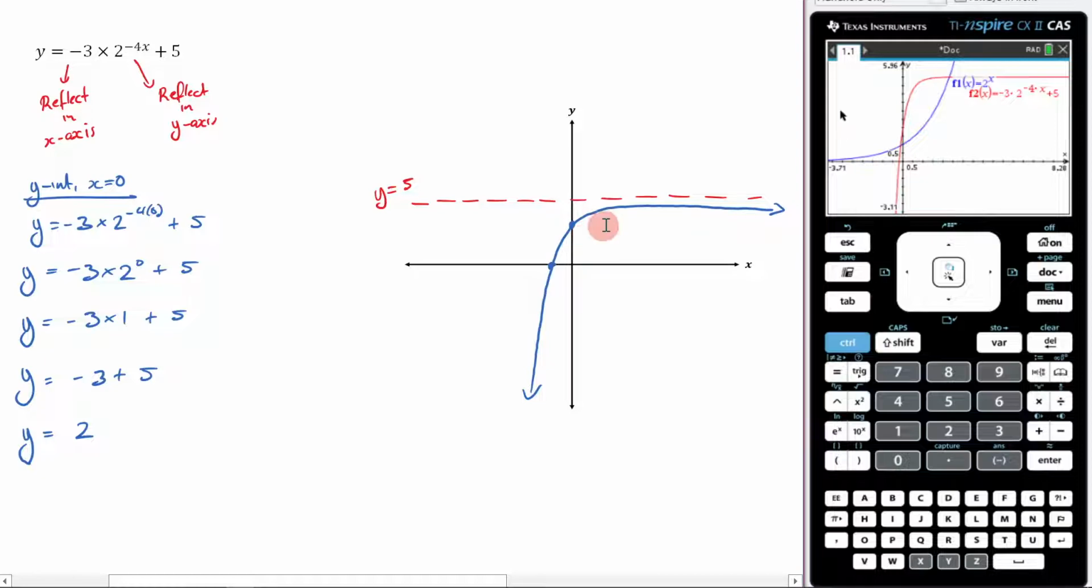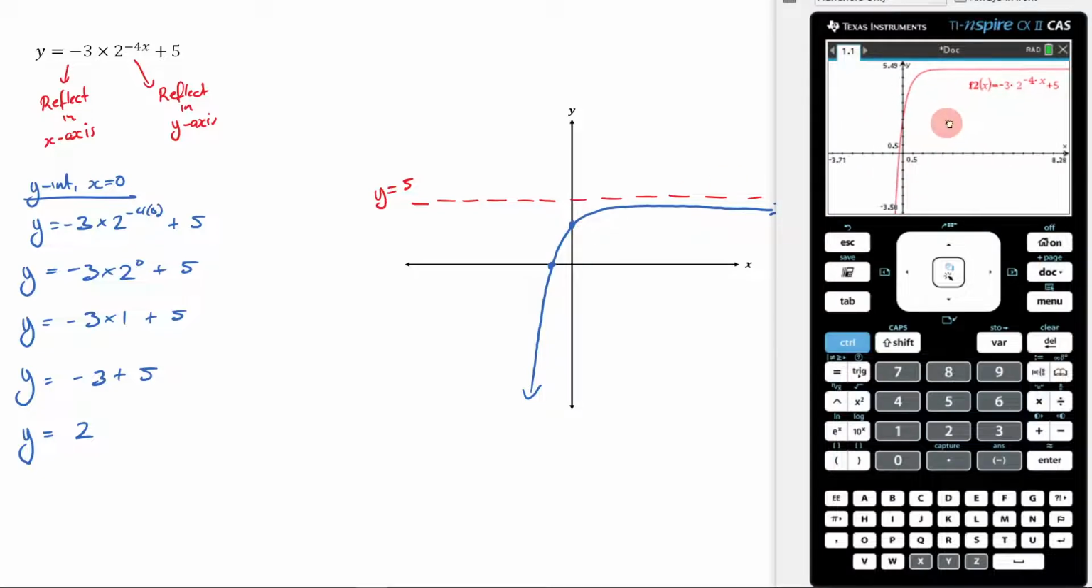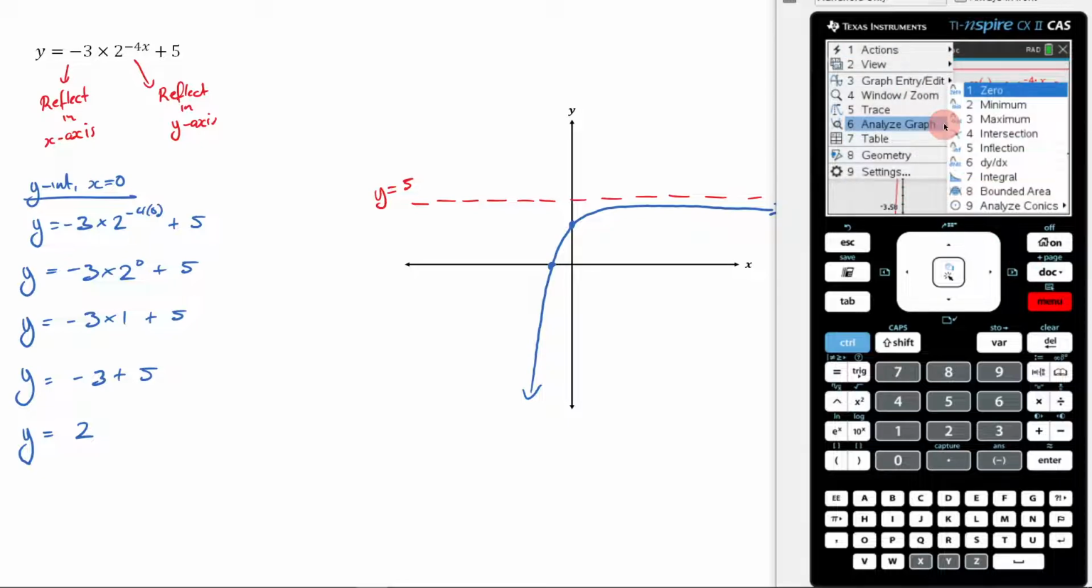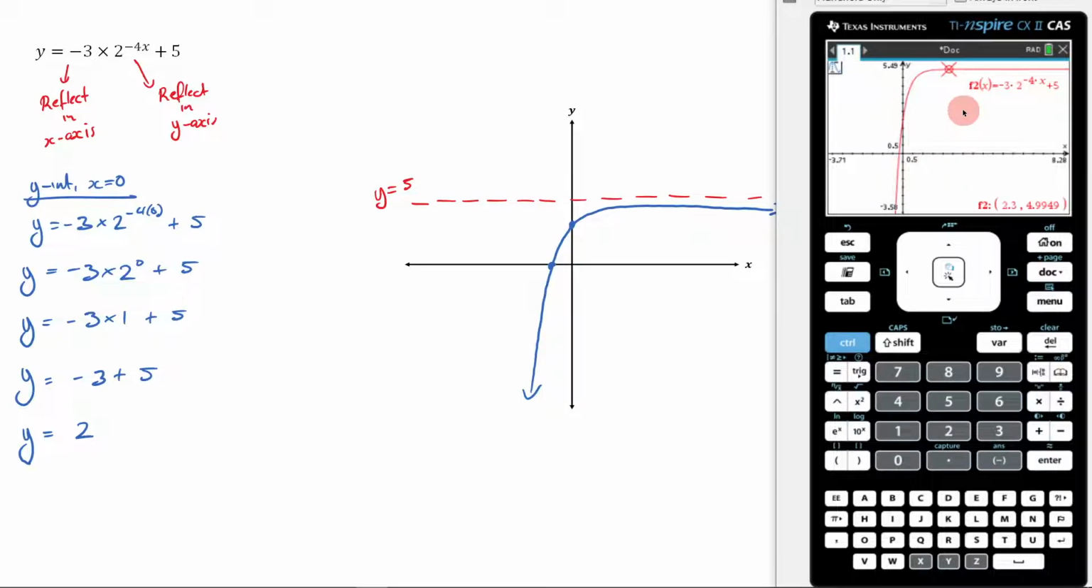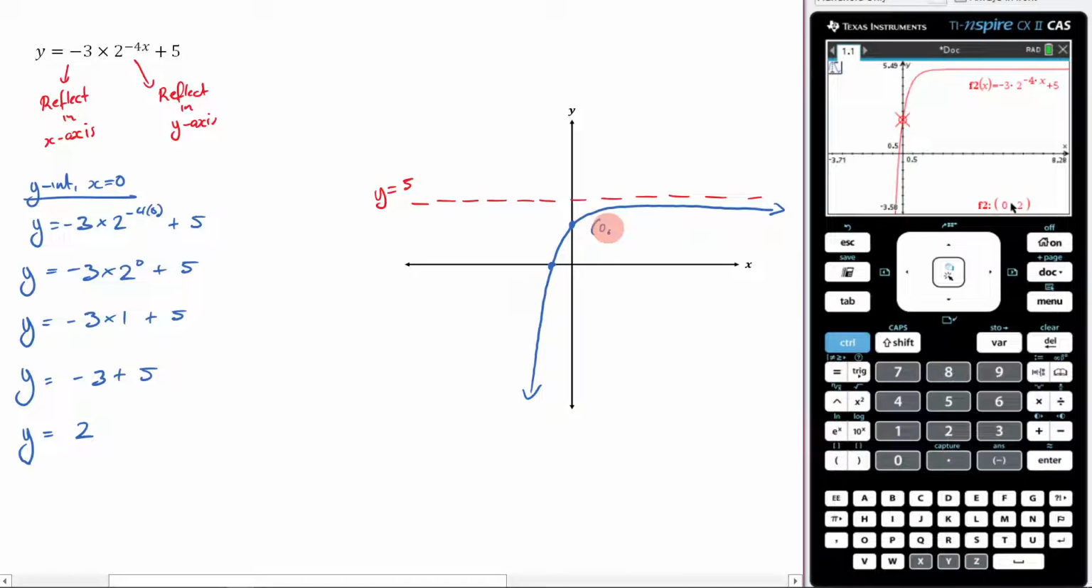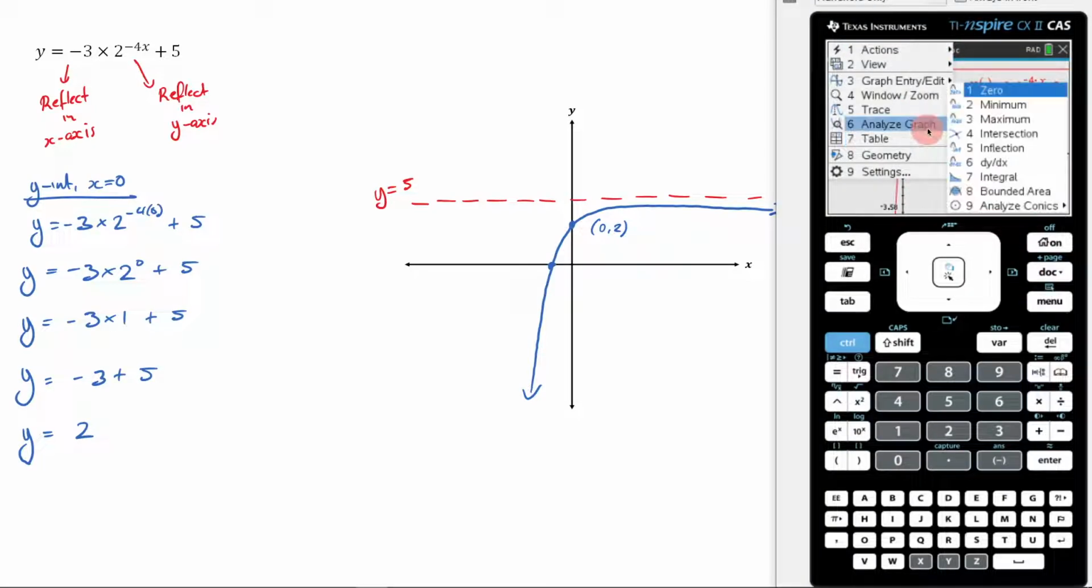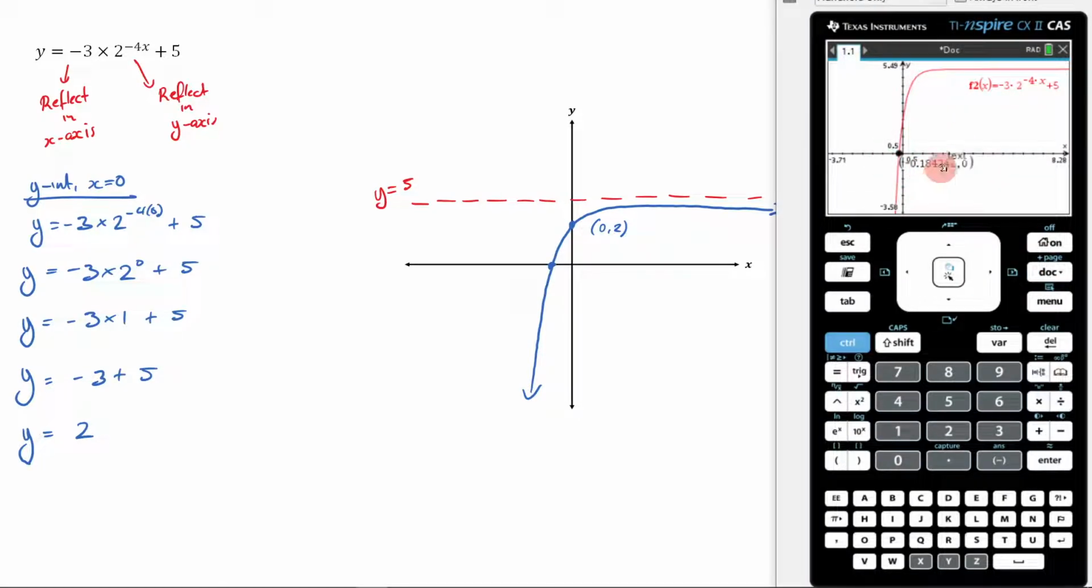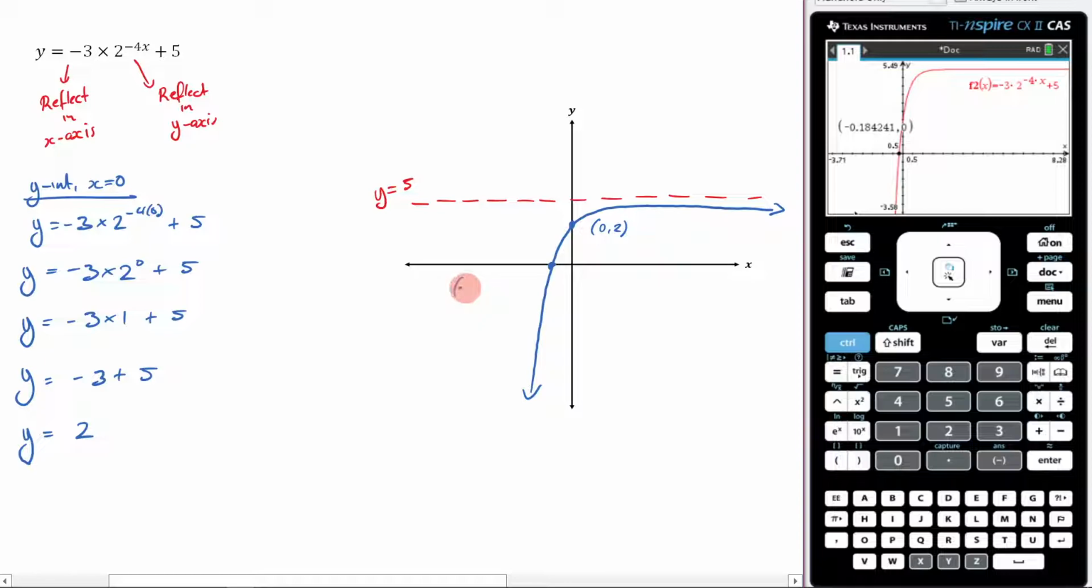And then hopefully you're able, let's get rid of this blue graph here. Hopefully you're able to use your CAS to find all your key points. So menu, analyze. If you wanted to find the y-intercept, you'd actually have to use the trace function. And you just want to go when x is equal to 0. And as you can see, you get 0, 2 out there. If you want to figure out what the x-axis intercept is going to be, you go menu, analyze, zero, and then you can just sweep over it there. And as you can see, it occurs at negative 1.84241. So if I was just to do some rounding here, it would be negative 0.180.